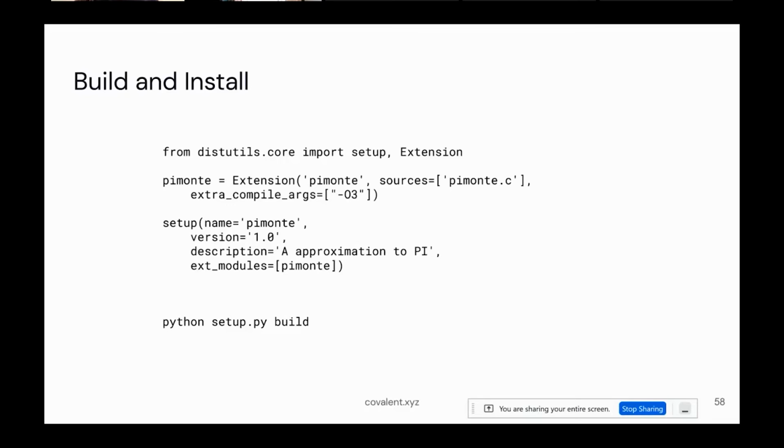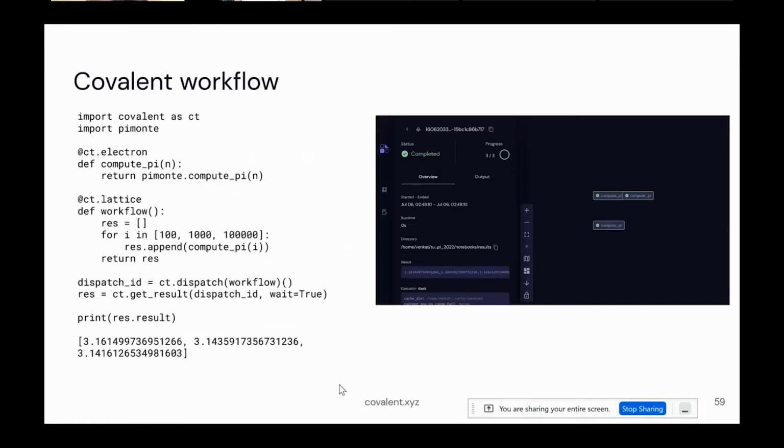And if you want to find out more about that, you could just visit covalent.xyz and read the documentation over there. And there are great examples on how one can take existing C code, create a lepton from it instead of an electron, and then use that as a task in a Python workflow, in a Covalent workflow. Okay, and so having said that, let's quickly run through the workflow.